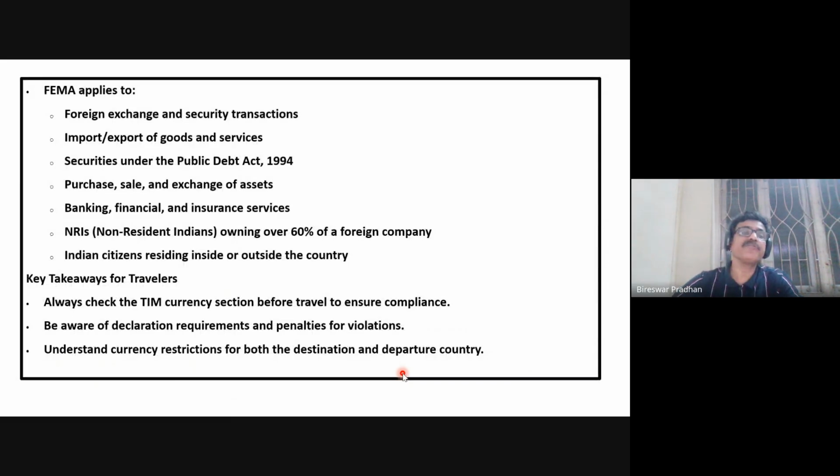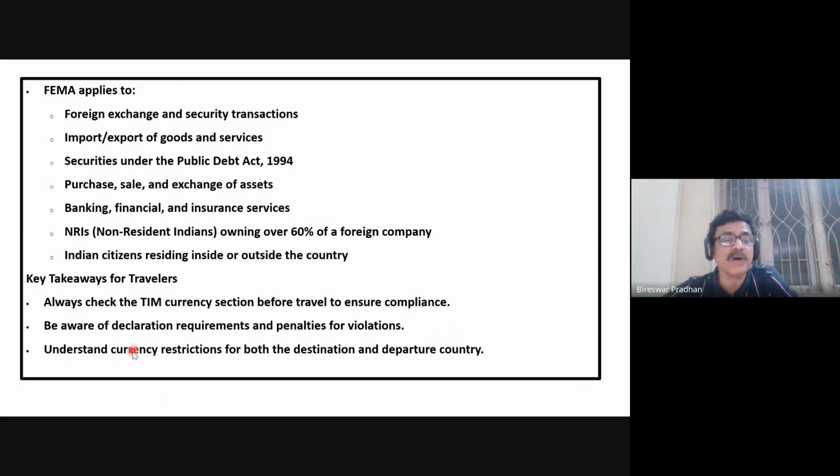Now, FEMA applies to foreign exchange and security transactions, import and export of goods and services, securities under the Public Debt Act 1994, purchase, sale and exchange of assets, banking, financial and insurance services, NRIs, non-residents of India, companies with over 60% foreign ownership, and Indian citizens residing inside or outside the country.